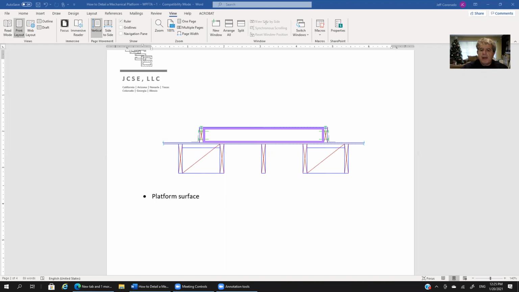So by conventional construction, let me see if I can change colors here. By conventional construction, the framer is going to toenail the 2x that's for the platform into the framing below. All right, so they're going to be doing this.